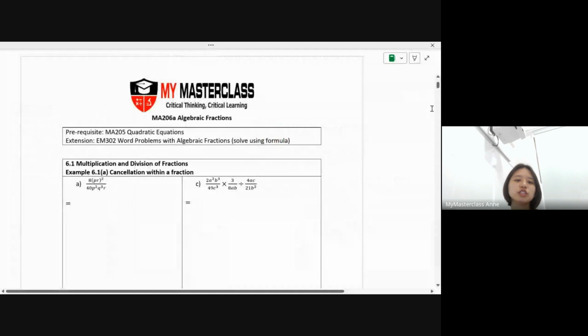Okay, so this is algebraic fractions. We're just going to learn about simplification. Cancel out the numbers or the like terms.